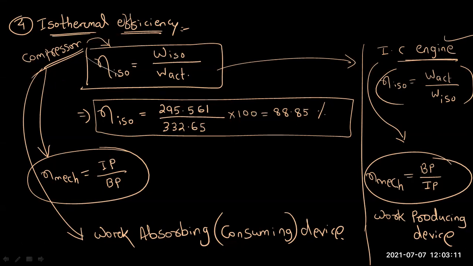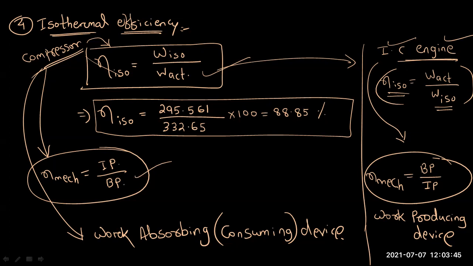case of compressor. For example, if you see the unit 3 notes, I have written for IC engine, isothermal efficiency equals actual work done divided by isothermal work done. But in case of compressor, this formula will reverse. It will be isothermal work done by actual work done. Similarly, mechanical efficiency. In case of IC engine, it is brake power by indicated power. But in case of compressor, this formula will just reverse: indicated power by brake power.